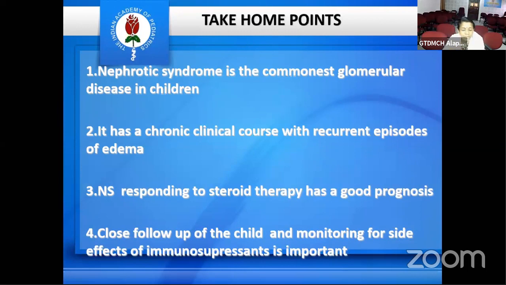Take home points. Nephrotic syndrome is the commonest glomerular disease in children. It has a chronic clinical course with recurrent episodes of edema. Nephrotic syndrome responding to steroid therapy has a good prognosis. Close follow-up of the child and monitoring of side effects of immunosuppressants is very important in these children. If you are giving steroids, you have to follow up the children for side effects or toxicity features. If you are giving an immunosuppressant, you have to look for the side effects of that drug.